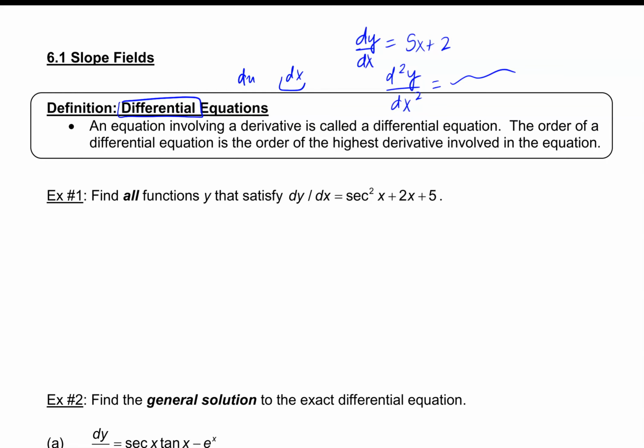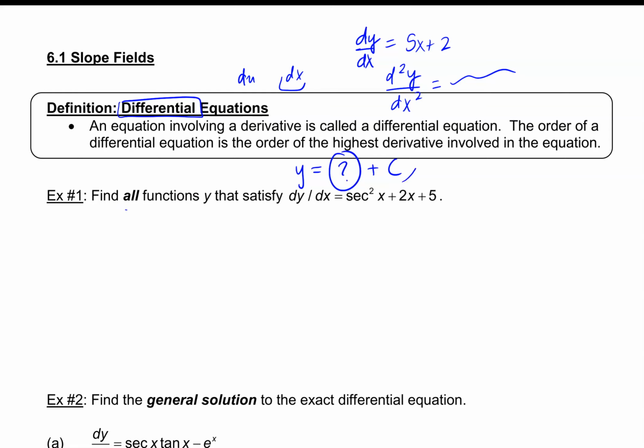So the idea is, for this first example, we want to find all functions that satisfy dy/dx equals secant squared x plus 2x plus 5. Literally, we're given the derivative, and what we're trying to find is all the y values. What is the equation? And then plus c. We're trying to find all the functions that satisfy it.